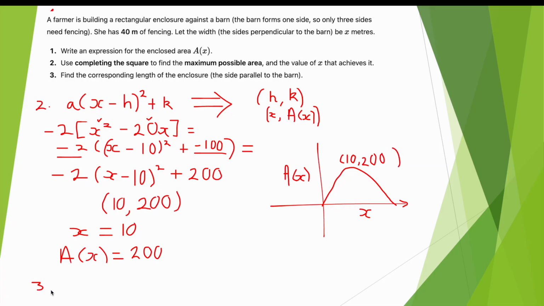So part 3 says to find the corresponding length. Well, we know the enclosure looks like this, and we know that this is part of the barn. So if we're going to say the width is 10, this is going to be 10, this is going to be 10, and then all we need to do is find the length. We know that these 3 pieces of fence adds to 40, so it's just a simple equation. 40 equals 2 lots of 10, which is 20, plus 1 lots of the length, because we've only got 3 sides to this enclosure, so the length is simply 20.